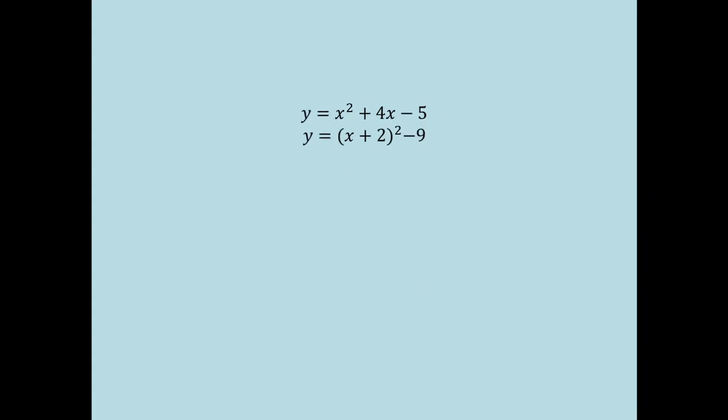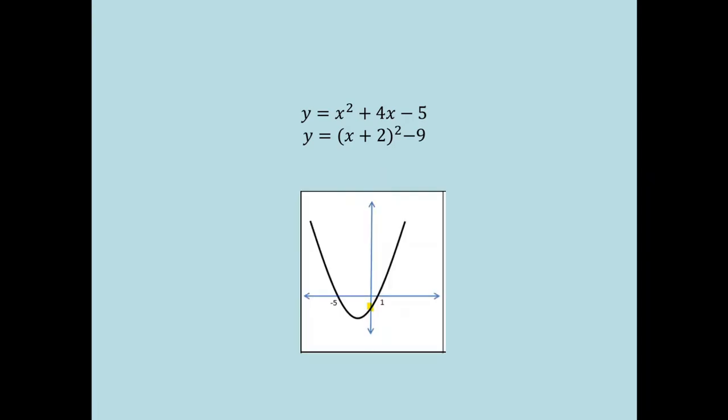This next quadratic, I completed the square for it directly. My vertex is where x is equal to -2 and y is equal to -9. From the original, I can see that my y-intercept is -5, and I could use either of these two formats to try and solve the quadratic to see what my roots are, which are -5 and +1.